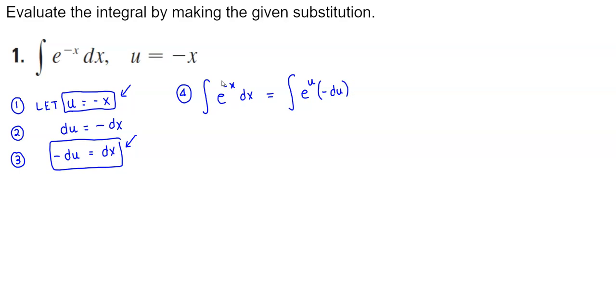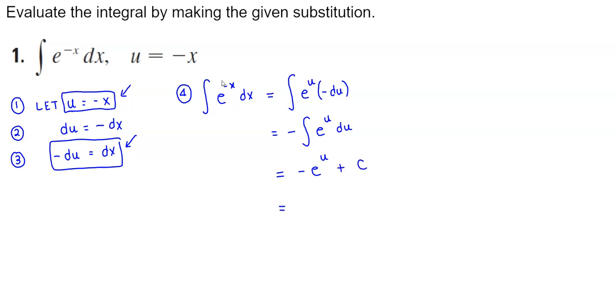Now we can factor out the negative, and then what's left is e to the u du. What do we know about taking the antiderivative of e to the u? Well, the antiderivative of e to the u is e to the u. So this is going to be negative e to the power of u. And because this is an integral, we're going to add the constant plus C.